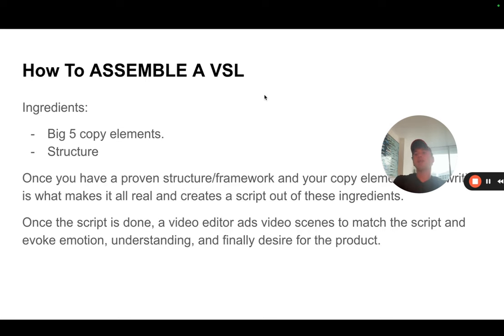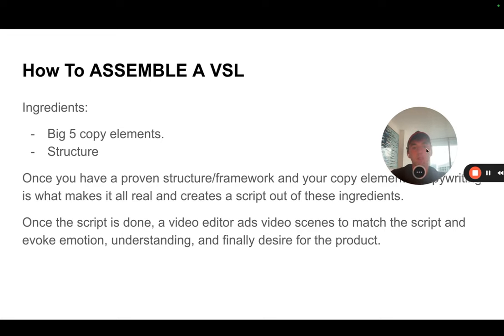So how do we assemble a VSL? Because that's what we're doing. We're assembling it. This is the most important part. The people who are very good at direct response and build big brands know how to assemble a VSL. And really what we do is we need two ingredients, which is our big copy elements and our structure.